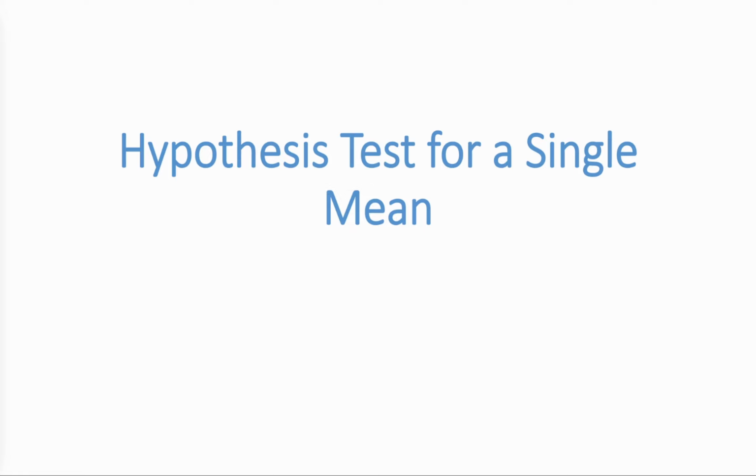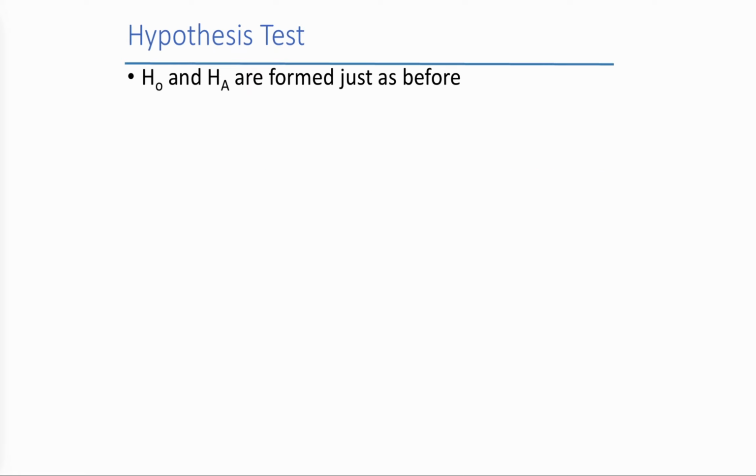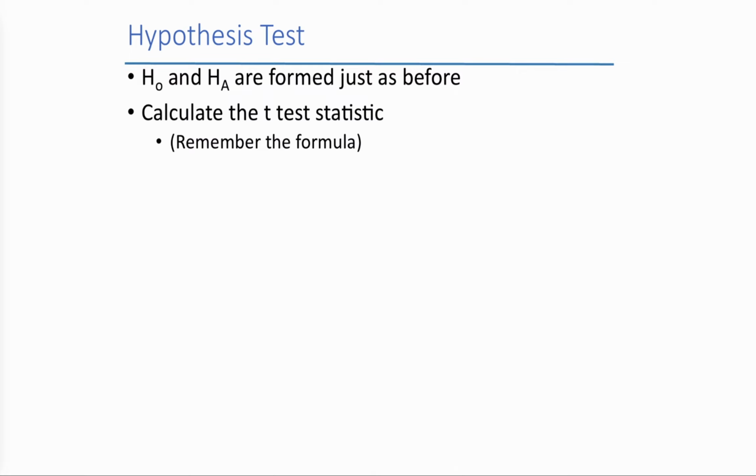Hypothesis test for a single mean. Just like with the proportions, our null and our alternative hypothesis are formed just like before. Instead of doing a z-test, we're doing a t-test. Your test statistic is your statistic minus your null value over your standard error.